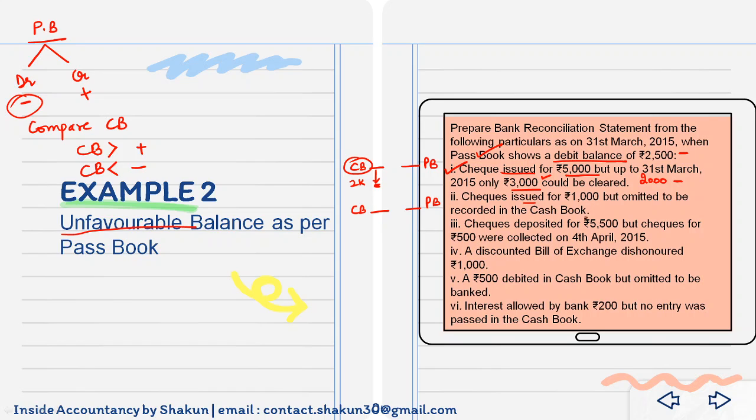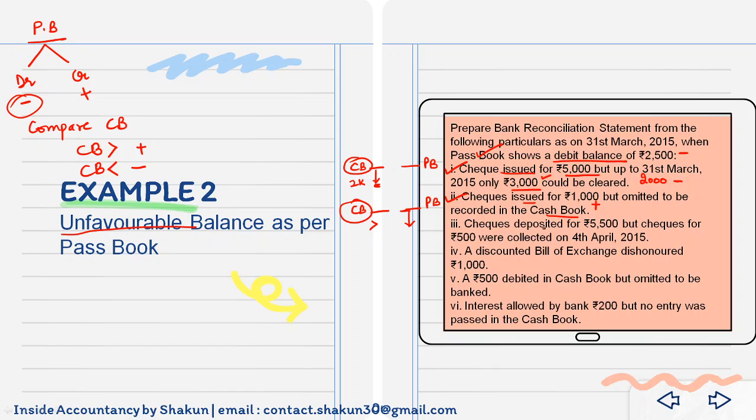But read the question fully. Omitted to be recorded in the cash book. So we have not recorded it in the cash book. But obviously it must have been presented since he is not saying anything about presenting. So we'll assume that the checks must have been presented. So our passbook is reduced, but cash book is at the same level. Now if I look at cash book, my cash book is greater. Since it is greater, this 1,000 will be added.